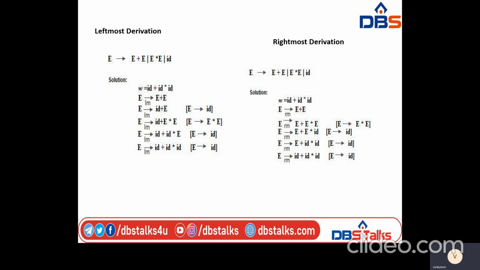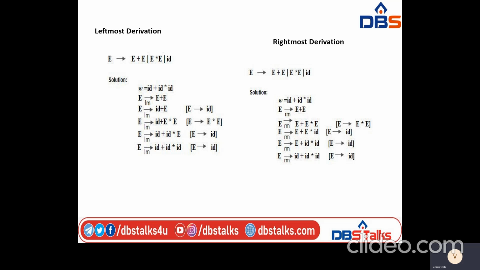Again next we have one production, E implies ID. So instead of E I am going to write ID plus E. Then again I am going to expand the E as E star E. Why? Because E produces E star E. Then again from the left side onwards I am going to expand. Instead of E I am going to write ID, because here E implies ID. Then again next instead of E I am going to write ID. Finally E implies ID plus ID star ID.